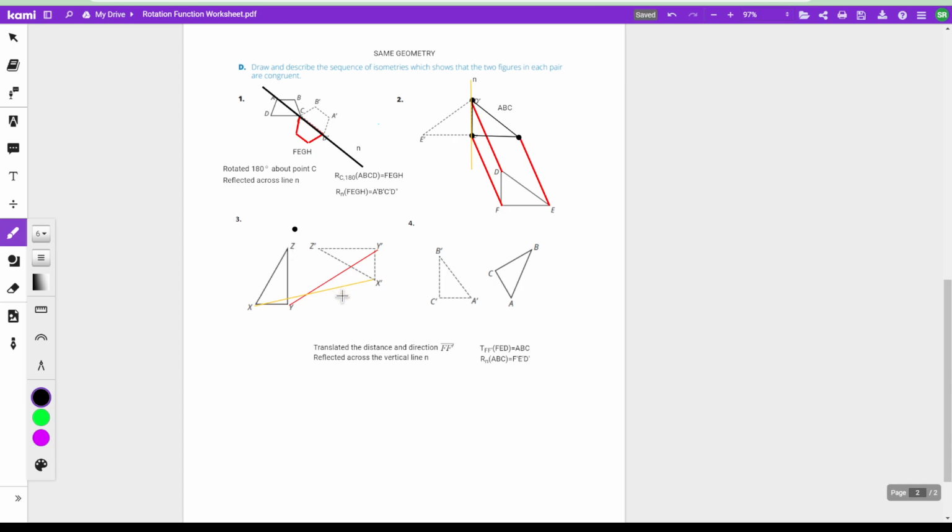But you find that center by making the perpendicular bisectors to this red line segment and then find the perpendicular bisector to this line segment. And then you can confirm that that's the center point by finding the perpendicular bisector to this line segment.